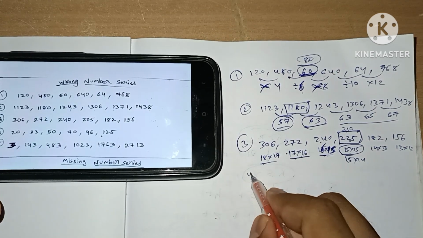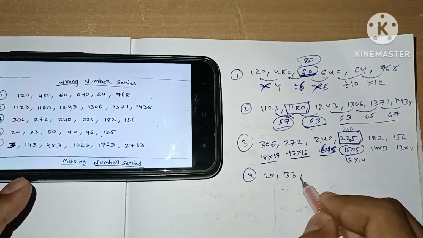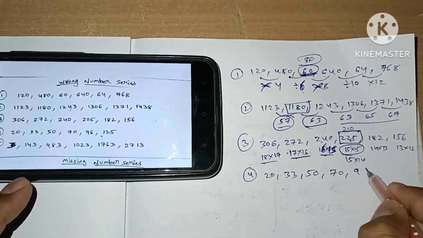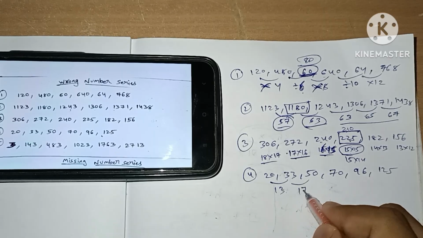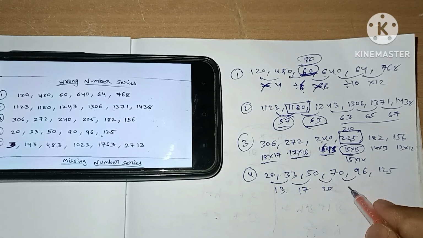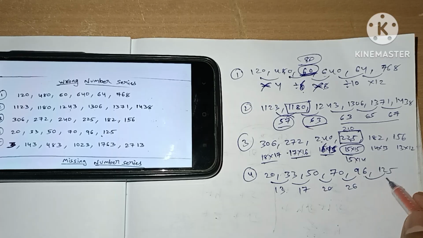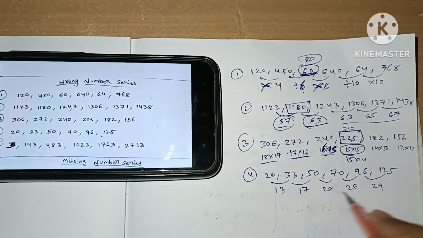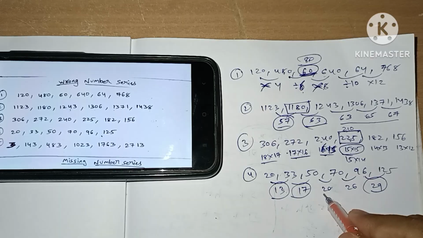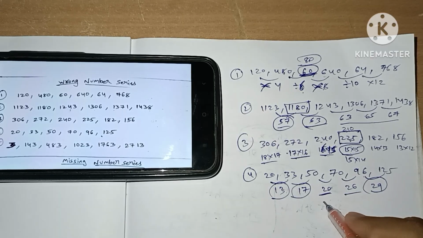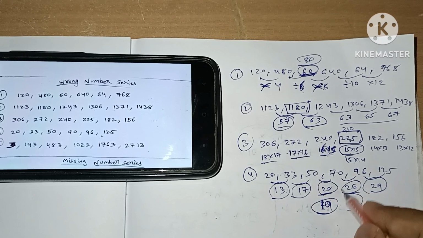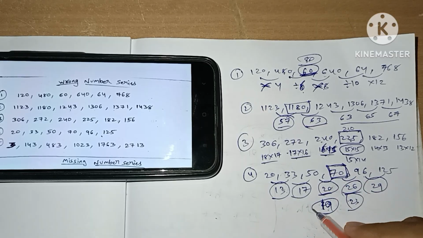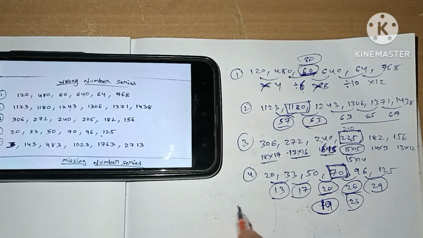Next, fourth question. 20, 33, 50, 70, 96, 125. Here we see the difference of 13, difference of 17, difference of 20, difference of 26, and then 29. So these must be prime numbers. The prime numbers must be 13, 17, 19, 23, and 29. So these two are wrong numbers. So this is our wrong number.